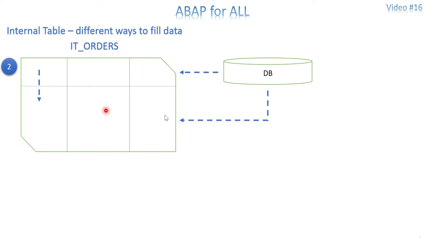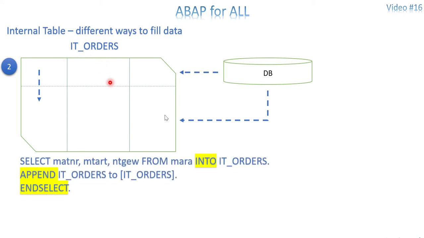Okay, this is the second one. The second one is nothing but an internal table with body and header line. So both are inbuilt with the same name, IT underscore orders. The first syntax is database to header line. So select specific fields from Mara into IT underscore orders. Okay, the name is same, right?